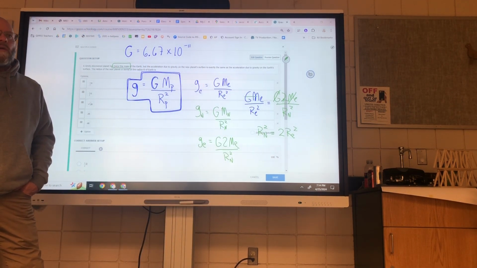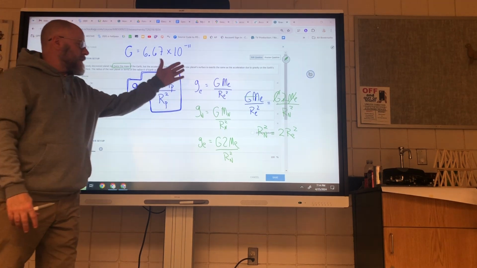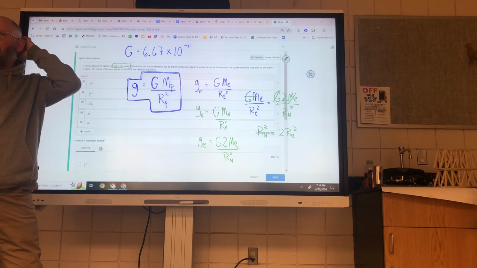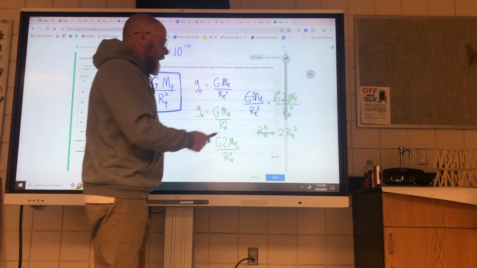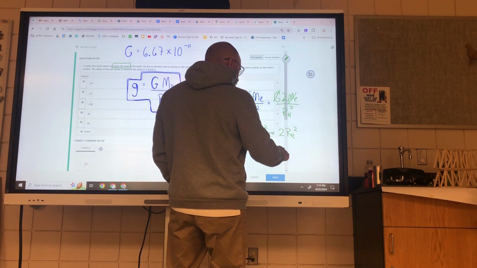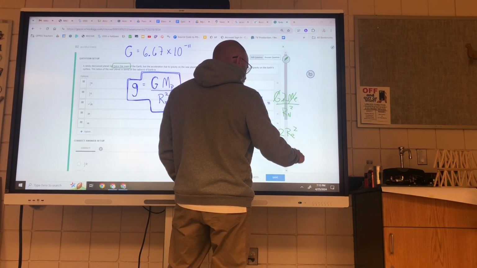So a lot of times, once you get the conceptual framework, it becomes an algebra problem, and that's sometimes where we stumble too. All right, so now what do I have to do to both sides? Square root. So the radius of the new planet is equal to root 2 times the radius of the Earth.